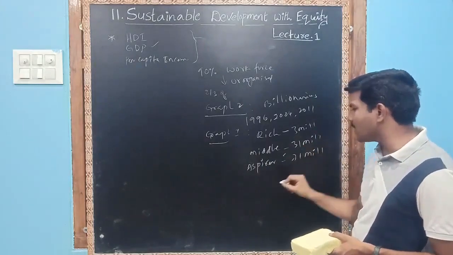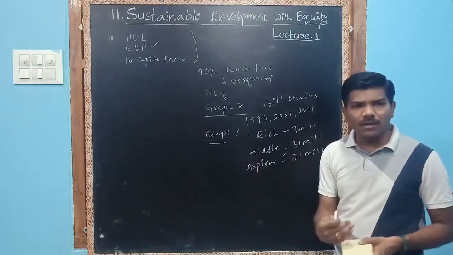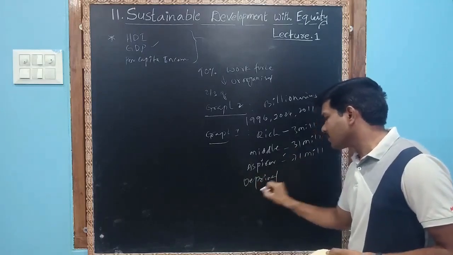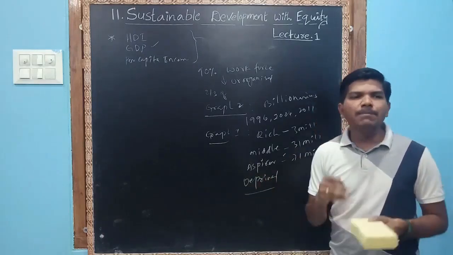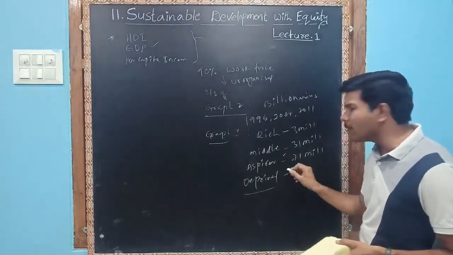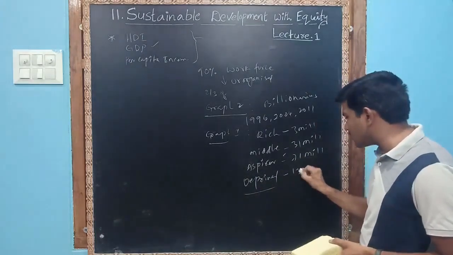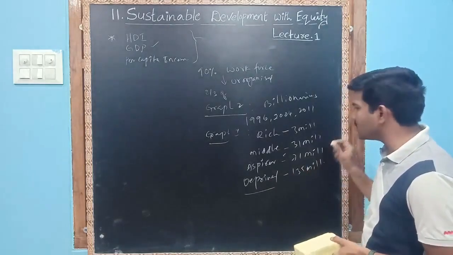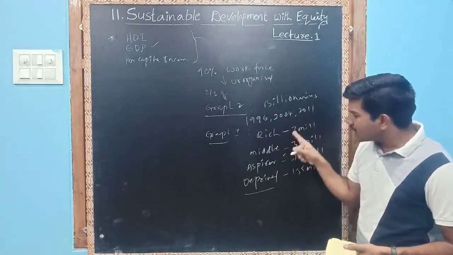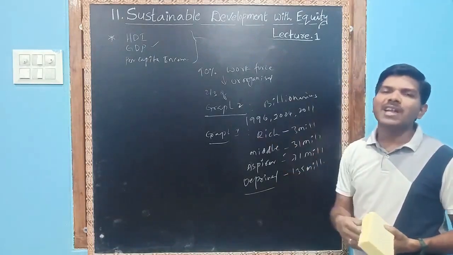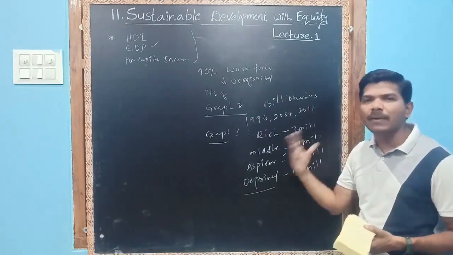71 millions aspirer. Next, deprived. These people are deprived. Who are deprived? Okay, deprived people were majority. These people were approximately 135 millions. That means we understand that these rich people taking advantages from the natural resources and they are becoming day by day very rich.